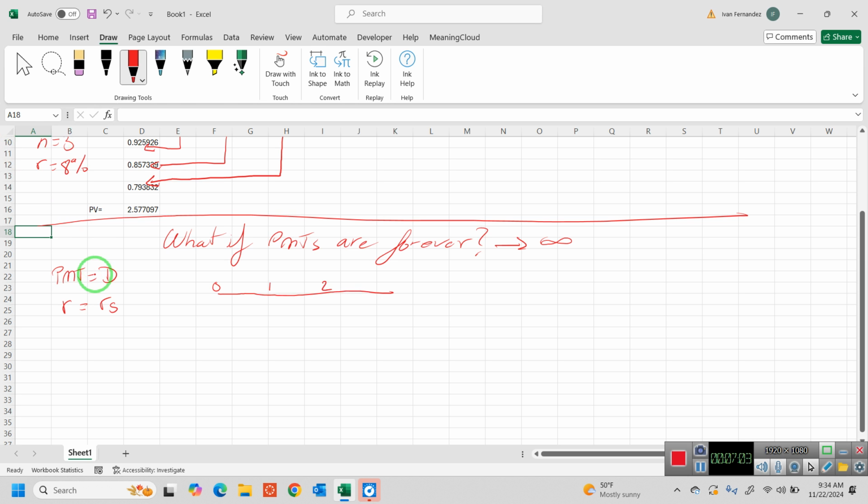0, 1, 2, 3, and it goes on forever. Okay, so we are going to have now, instead of PMT, I'm going to call it dividend. And notice, I call it D1. D1 is the dividend that is paid in year one, right? And in this case, D2, D3, D4, D5, D6 will be 1. They're all ones. It's just $1 forever.